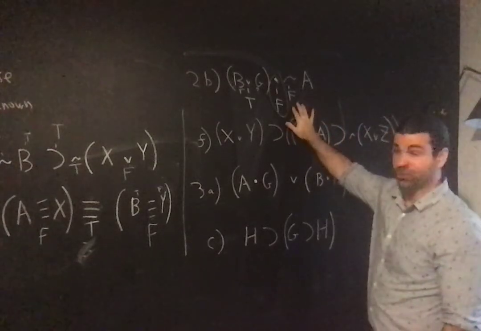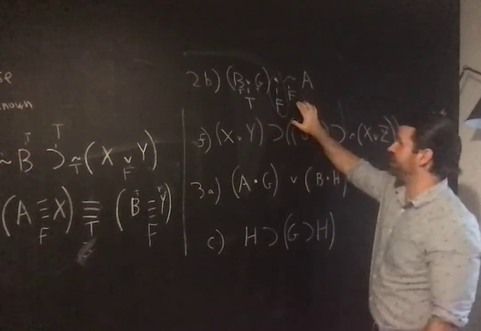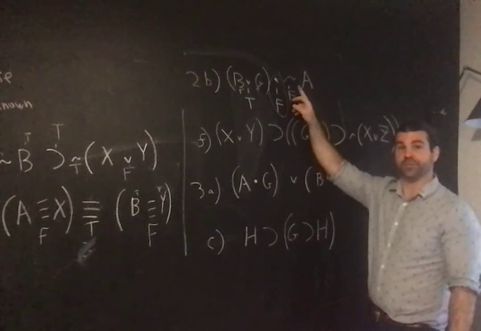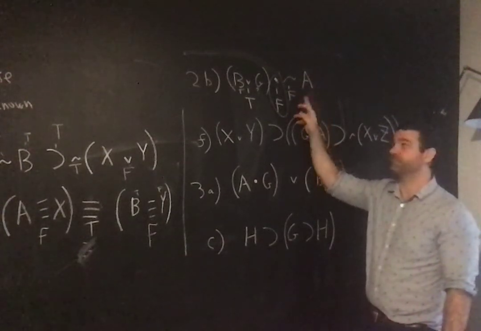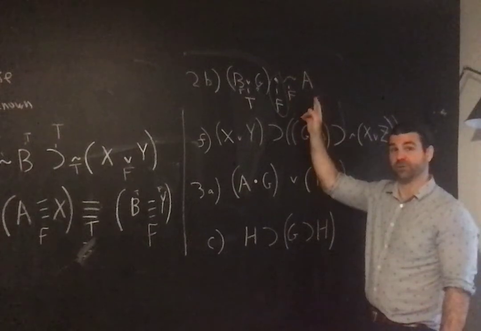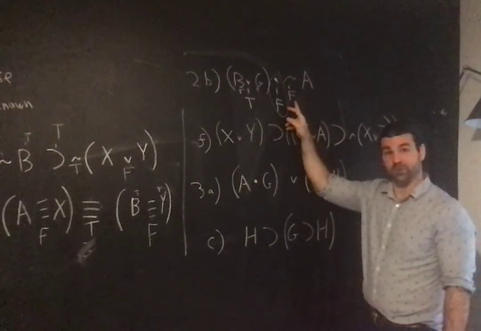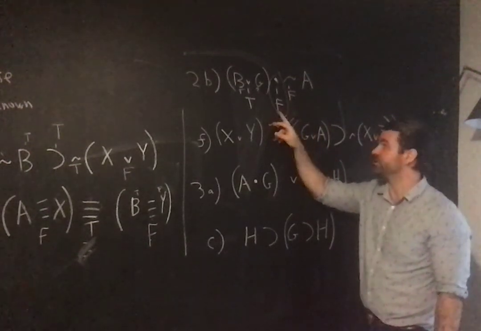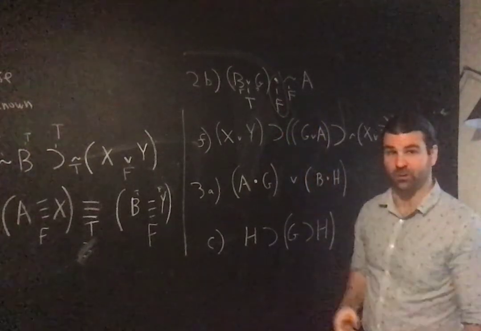I could have done a shortcut. I could have not calculated that, and just calculated that this conjunct is false: not A is false. One false conjunct suffices for the falsity of the conjunction as a whole. Okay?